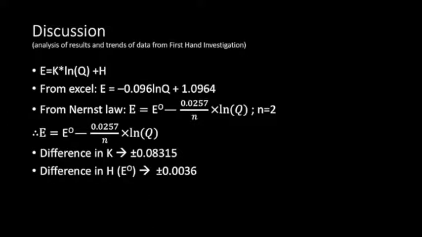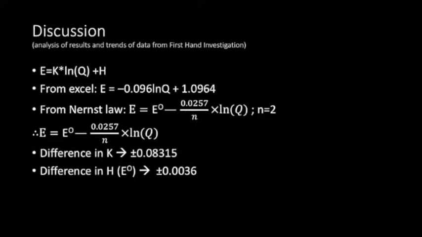The results from the first-hand investigation prove that there is a logarithmic relationship between the reaction quotient and voltage. There is an inverse logarithmic function caused by the two variables. This means as reaction quotient decreases, the voltage produced increases logarithmically. Mathematically, it looks like y equals negative h ln x plus k, where y equals the dependent variable, voltage, and x equals the independent variable, the reaction quotient, and h and k are two different constants.